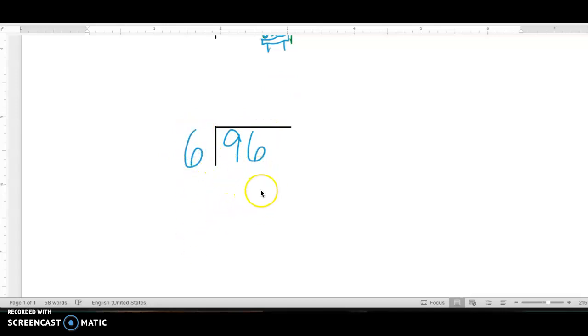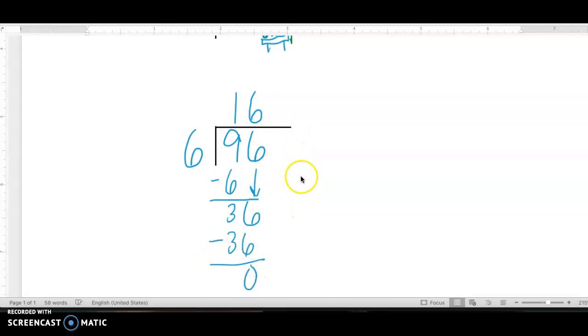Remember, we always ask ourselves the question, how many times does 6 go into 9? 6 goes into 9 one time. So 1 times 6 is 6. We subtract and we bring down. Then we say, how many times does 6 go into 36? Well, 6 goes into 36 6 times, so we take 6 times 6 and we get 36. We subtract, and guess what? There's nothing else to bring down, and our remainder here is 0. So the answer to 96 divided by 6 is 16.